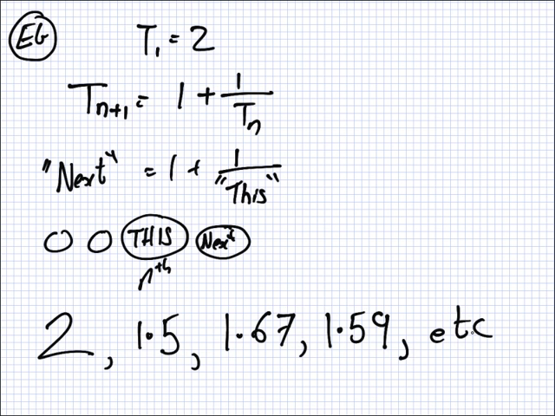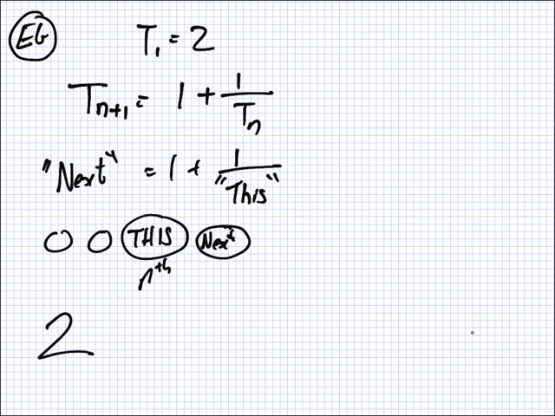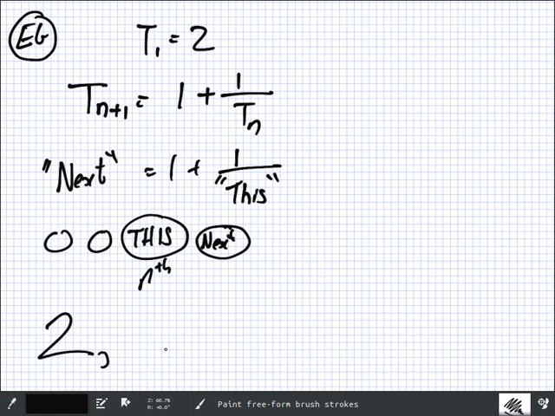I'm baffled. I can't understand this. Right, let's start again. I start with 2. Now, how do I get the next term? 1 plus 1 over 2. Yeah, that's it. Just change the 2. So that's, what's that, 1.5.